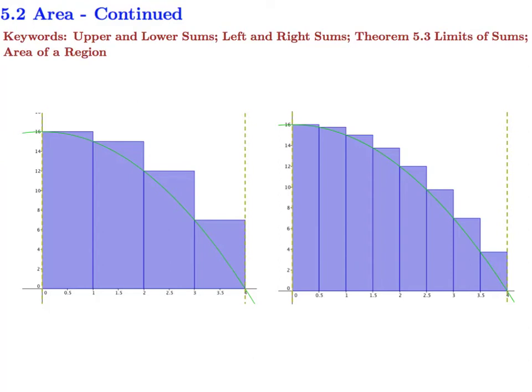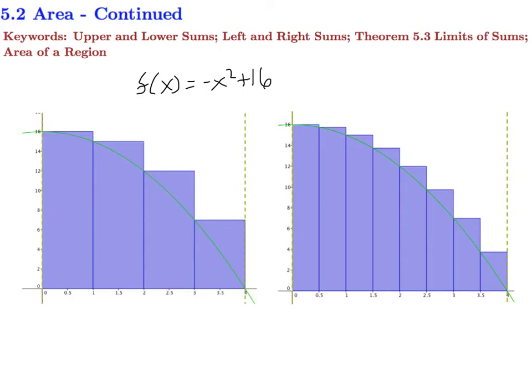So in this video we're going to continue our study of how to find the area underneath a curve. Recall last time that we were looking at this function f of x is equal to negative x squared plus 16, and on the left is one way to approximate the area. Our goal is the area between the green curve and the straight axes there.